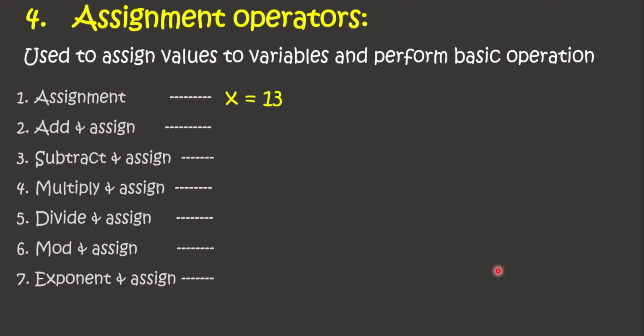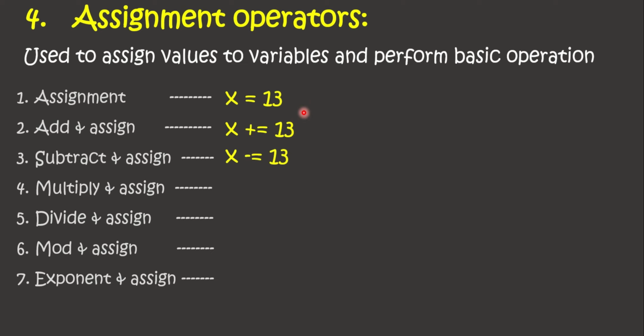So for assign, you could simply write equals 13. As Python is a dynamically typed language, it would directly assign this integer. It knows that this is an integer, not a float or a complex or any other data type. So it would assign 13 to x. All right. Next is add and assign. So you could simply write x plus equals 13.